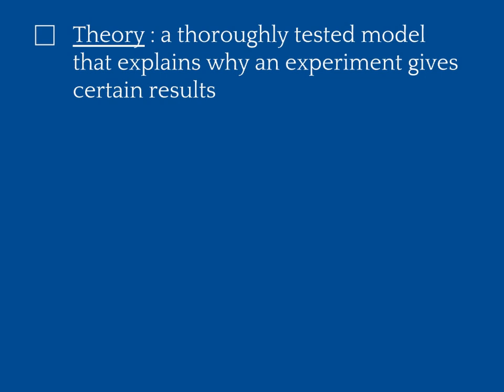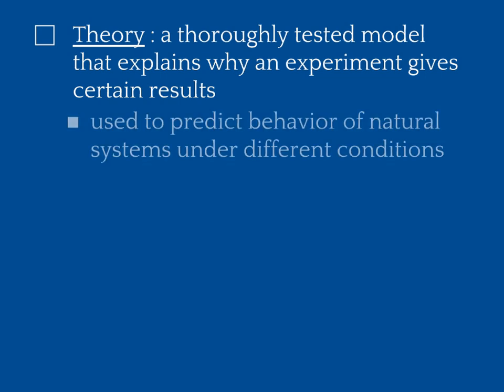Okay, so theory: a thoroughly tested model. Again, multiple entities have to be able to do the experiments to prove the hypothesis so it can become a theory. That explains why an experiment gives certain results. The theory can then be used to predict behavior of natural systems under different conditions. Now that we know why things happen, well, what if we change this? We should be able to predict what different changes will occur by changing one thing or the other, changing the independent variables.